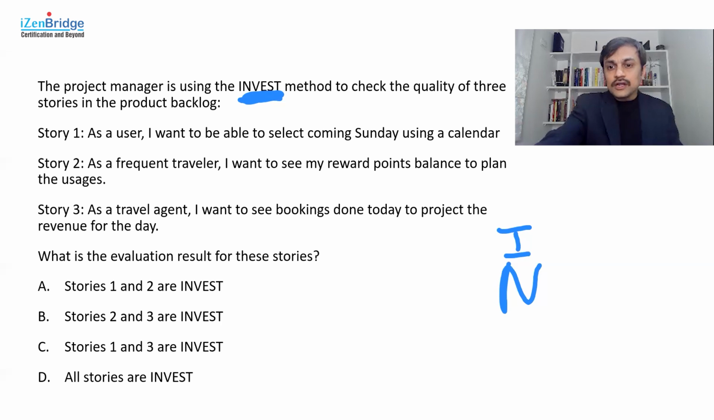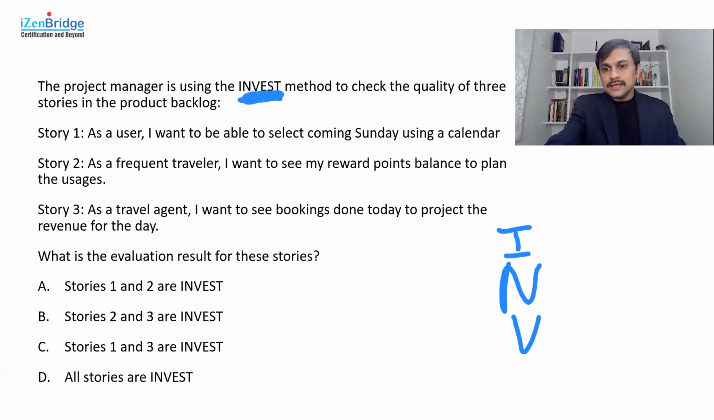V stands for valuable: it should be valuable to your user, your consumers. It should deliver a small piece of value to a user, to a consumer. Usually when you see "as a" followed by a particular person who is using or consuming it, that person should get some value out of it.